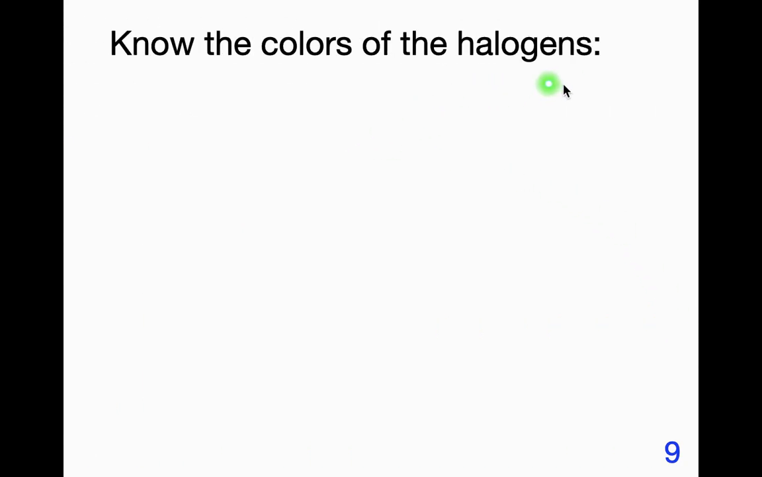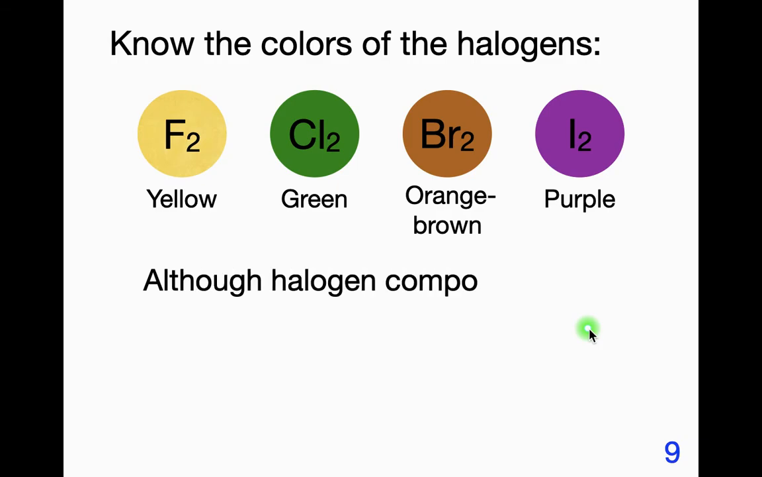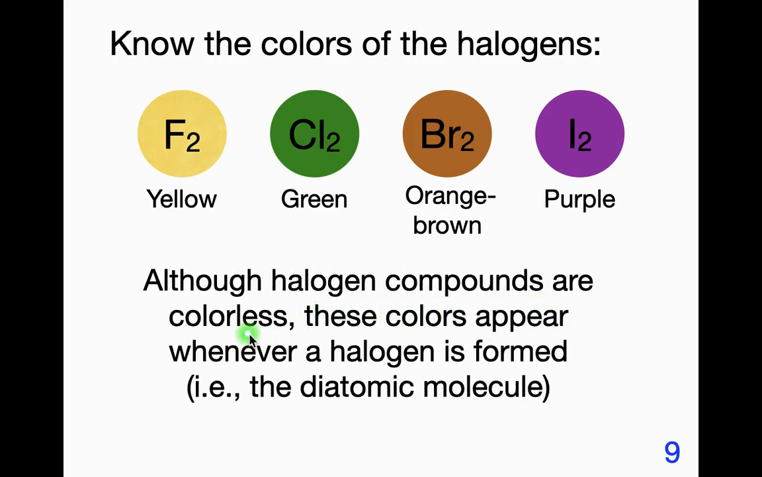You need to know the colors of the halogens. And here we're talking about the diatomic molecules. So fluorine is a yellow gas, chlorine is a green gas, bromine is an orange-brown liquid, and iodine is a purple solid. Although halogen compounds are colorless, these colors will appear whenever a halogen is formed, meaning the diatomic molecules. And by the way, anytime you hear reference to a halogen being formed, it'll always be the diatomic molecules.